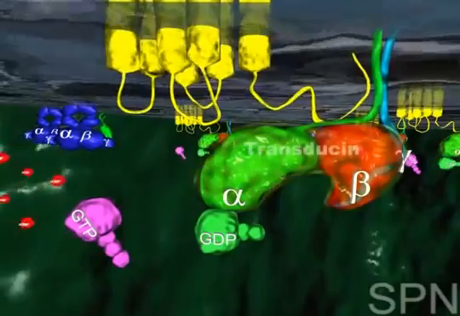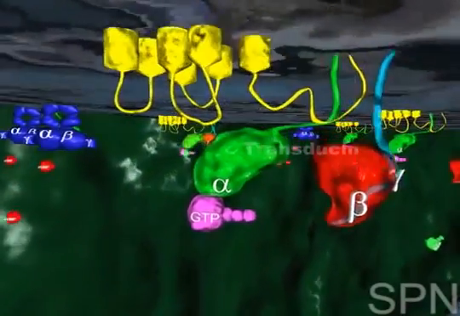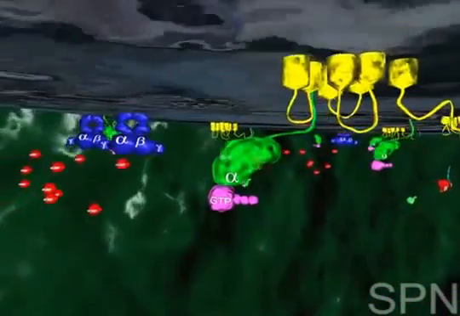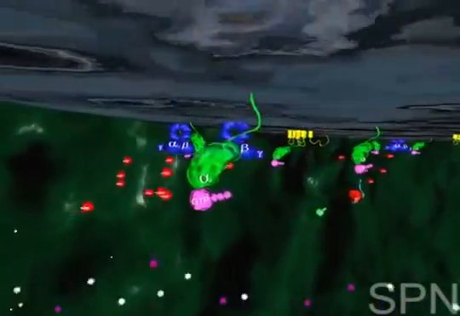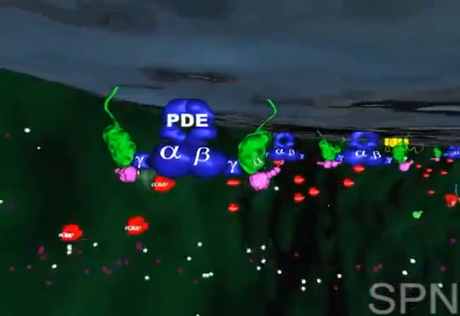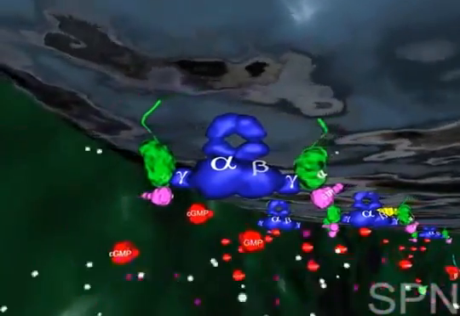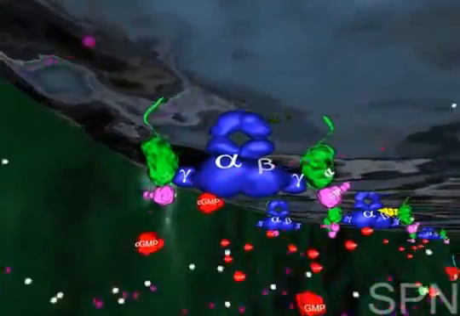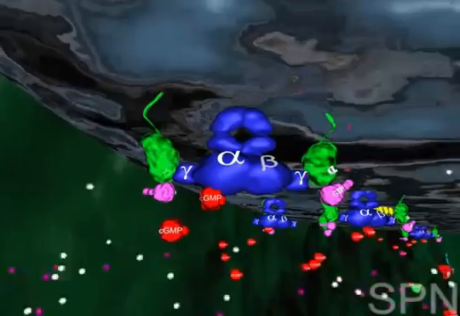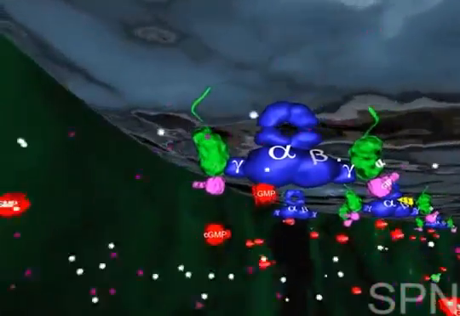Rhodopsin binds to and activates the G protein transducin. The activated alpha subunit of transducin binds to the cyclic GMP phosphodiesterase. Phosphodiesterase activation triggers the hydrolysis of cyclic GMP, causing a rapid decline in the cytoplasmic cyclic GMP levels in the outer segment of the rod.